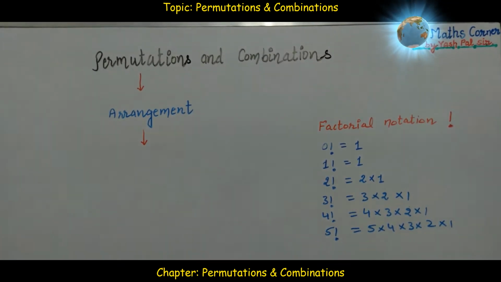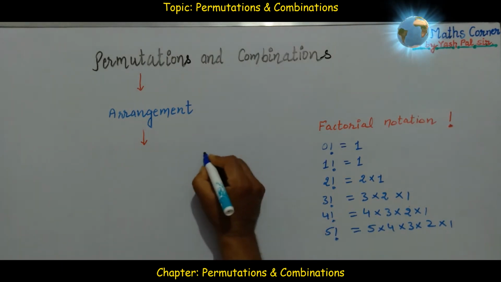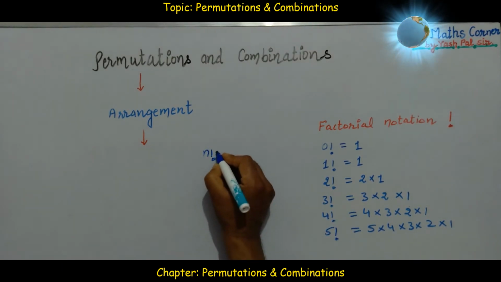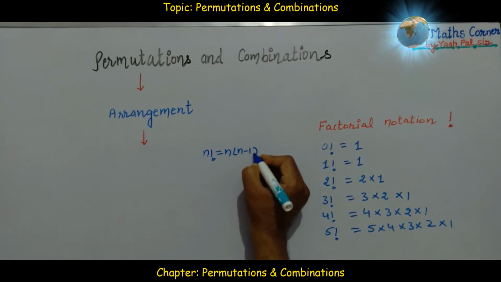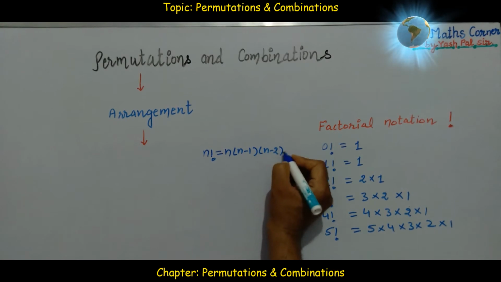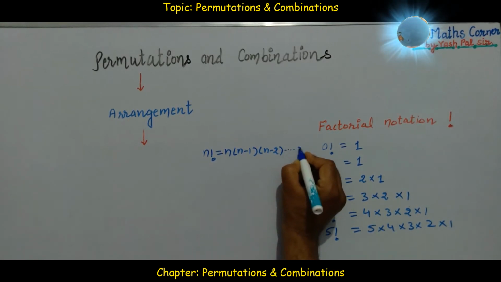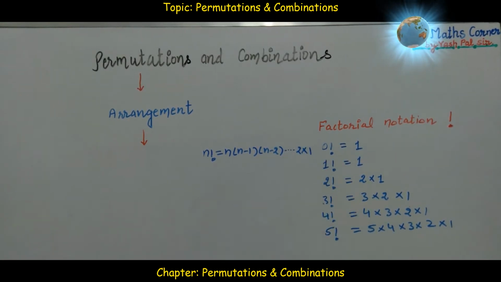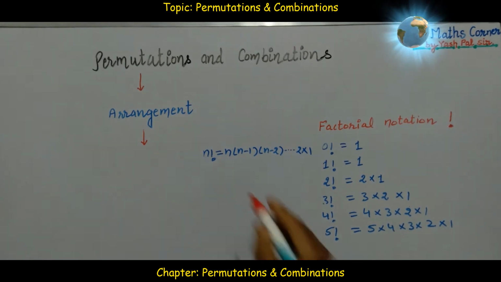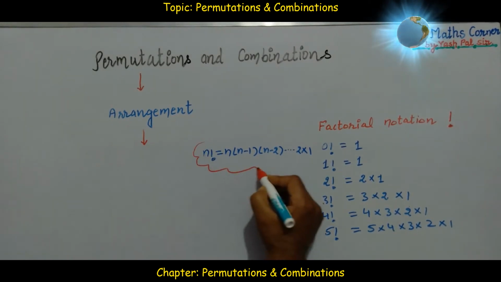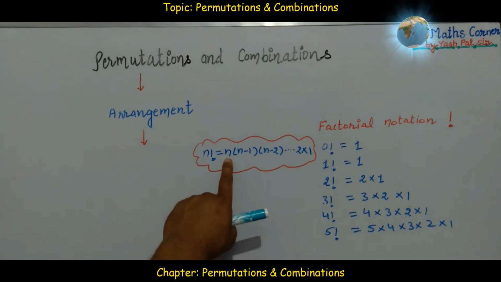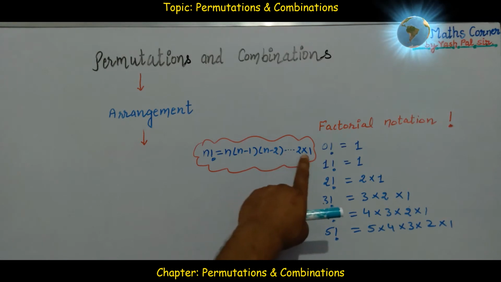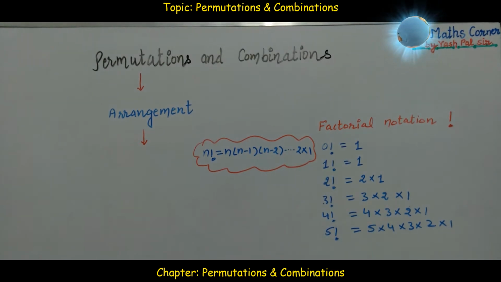So, what can we say? We can say what is the meaning of n factorial. n factorial means n into n minus 1 into n minus 2 and so on, lastly into 2 into 1. So this is the general formula for finding the factorial: n factorial is equal to n into n minus 1 into n minus 2 up to 2 into 1. Okay, so this is the introduction of factorial notation.